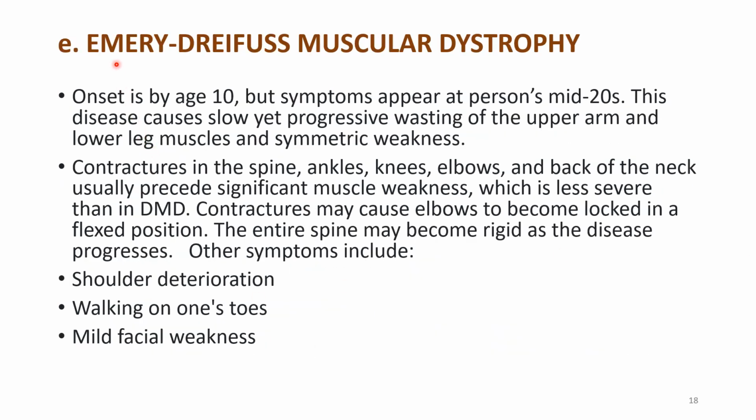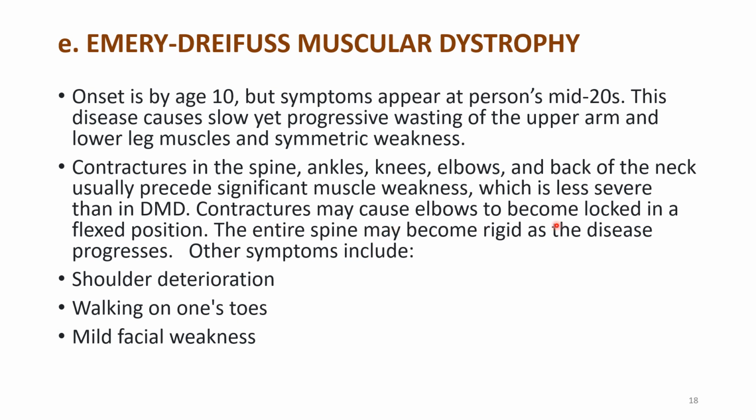Now coming to the fifth one, Emery-Dreifuss muscular dystrophy. So onset is at the age of 10 years, but symptoms may appear in the mid-20s. This disease causes slow yet progressive wasting of the upper arm, lower arm and leg muscles and symmetric weakness. Contractures appear in the spine, ankles, knees, elbows and back of the neck, usually preceding significant muscle weakness. So first contractures will appear, then muscle weakness will appear.